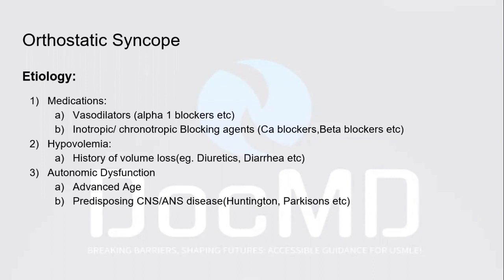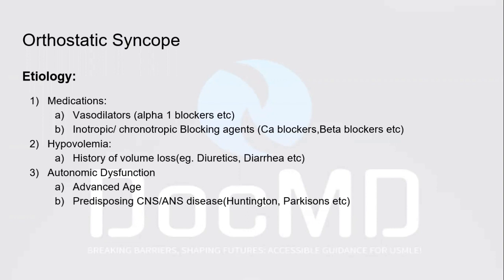or you do not have the volume, like you have lost a lot of blood, or lost a lot of fluids through diarrhea or something, and now when you stand up from sitting, the blood is not reaching your brain because your counter systems are not working in the body. Okay, so first, the medications like vasodilators, alpha one blockers, etc. They prevent the arterioles and everything from constricting. So the blood is going to pool in the legs and it's not going to reach your brain.